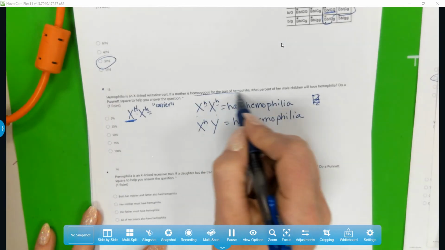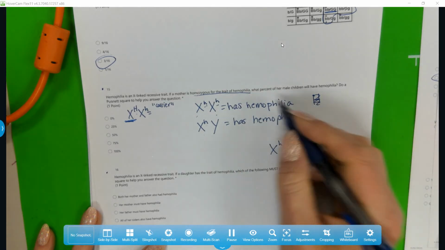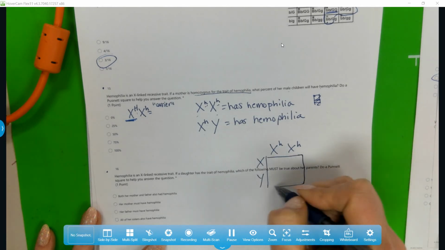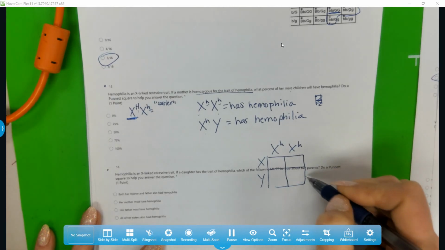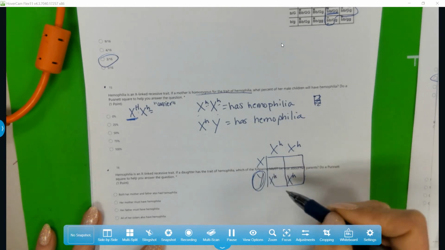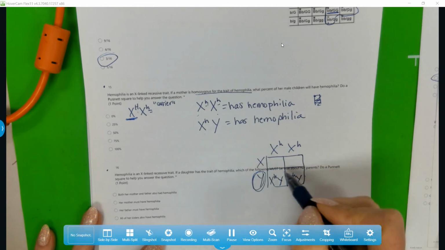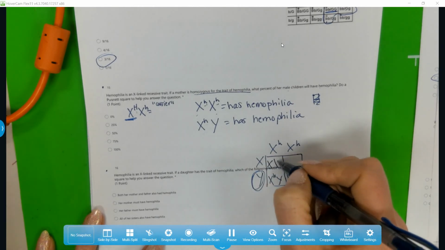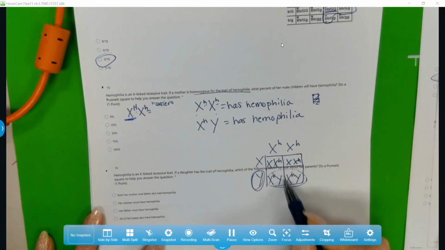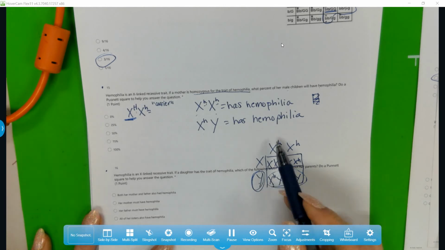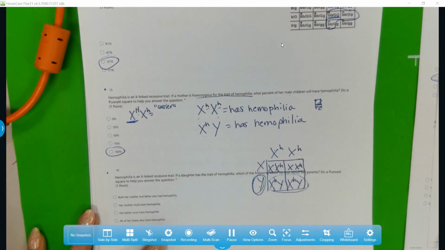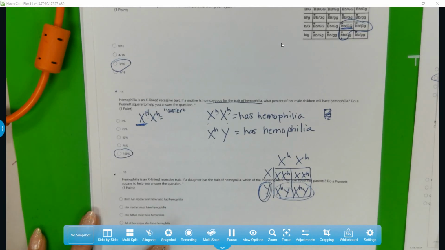All right, so if mom is homozygous for the trait of hemophilia, what percent of her male children will have hemophilia? Well, it doesn't matter what the dad is because we're talking about her male children. Her male children had to get the Y from their dad, not the X, because if her children had gotten the X from their dad, that's what makes them a daughter. So her male children had to get their Y chromosome from their dad, which means they had to get their X chromosome from their mom. So automatically 100% of the sons of a mother with hemophilia will have hemophilia.